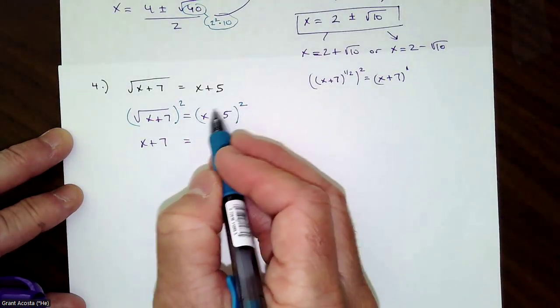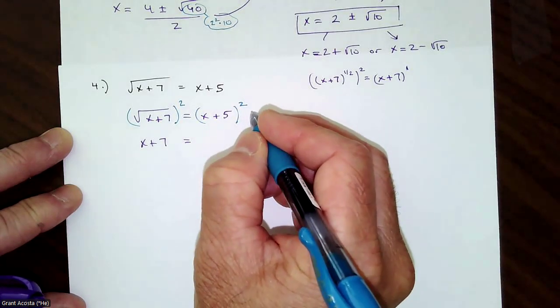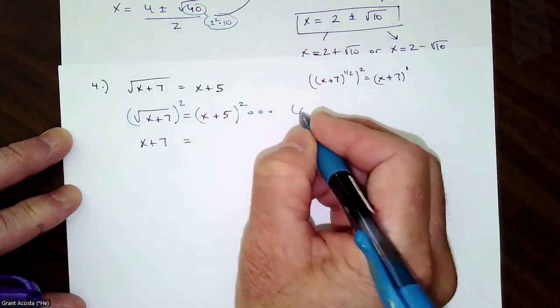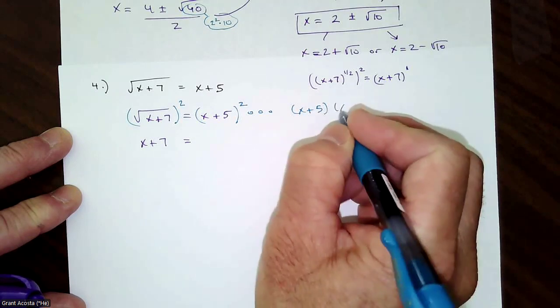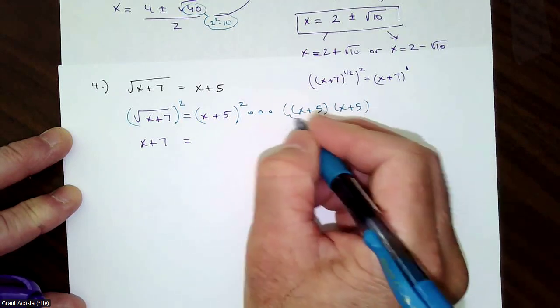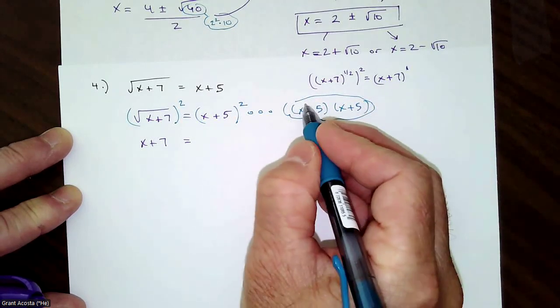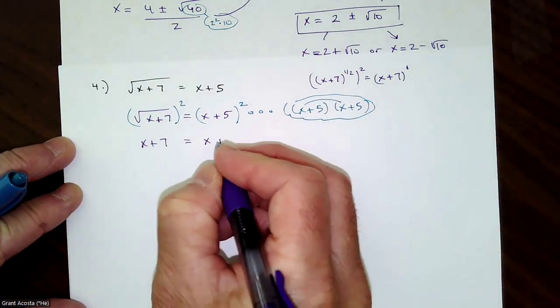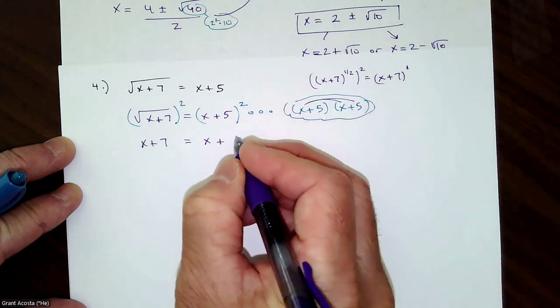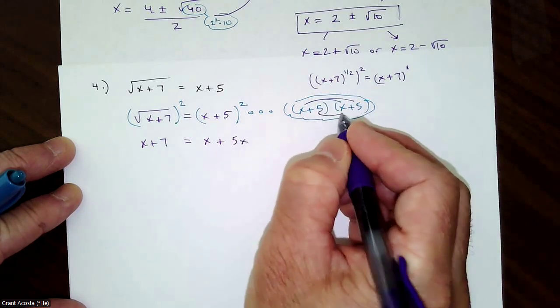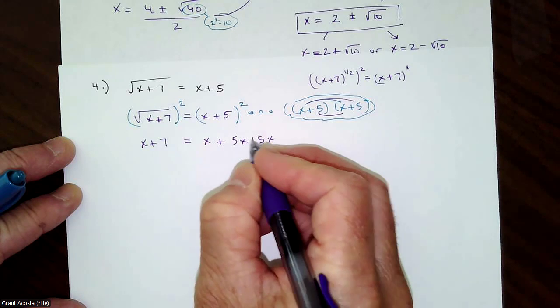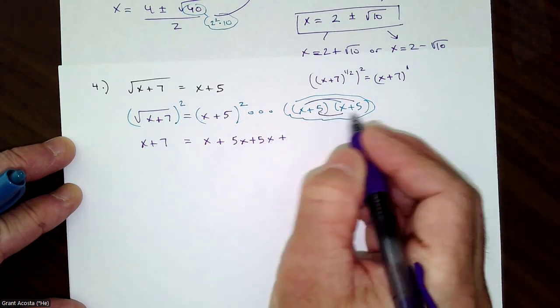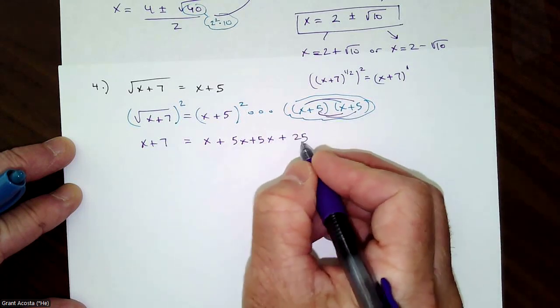This is not the same. Remember, you can't distribute this. If I wanted to do this one here, we'll do it off to the side. That is x plus 5 times x plus 5. And we're just foiling here. So we're going to have x times x is x squared. We're going to have a 5x, another 5x, and then 5 times 5 is 25.